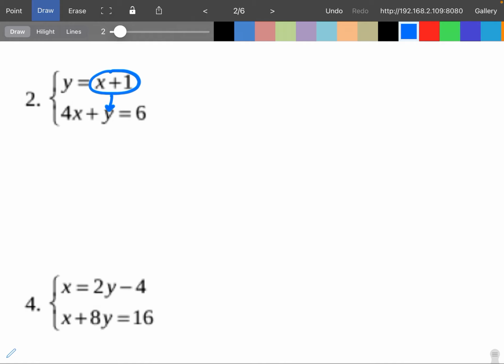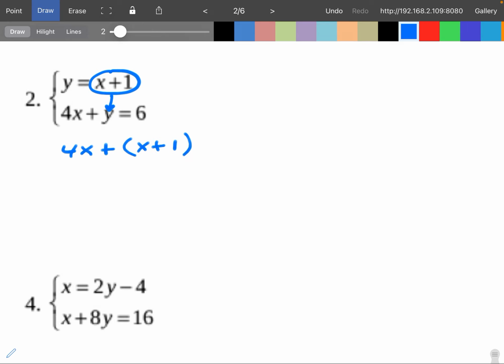Is either equation solved for x or y? Yeah, the top one. The top one is solved for what? Y. Good. Yes, the top one is solved for y. So that means the top equation says y is equal to x plus 1, or y is the same thing as x plus 1. So I can take that x plus 1, and I've got to plug it into the other equation.